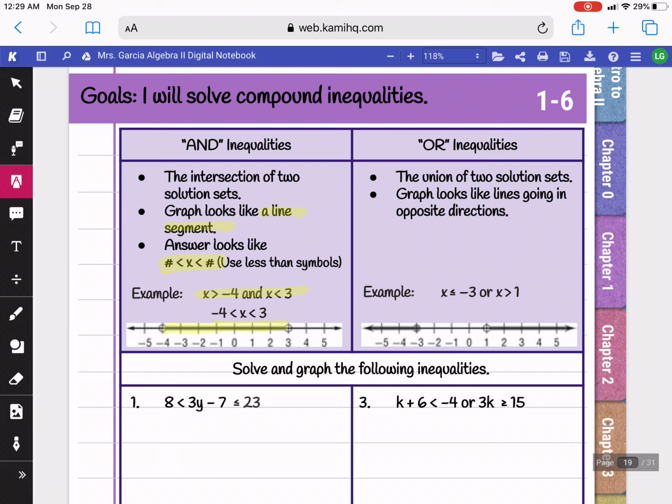When you're graphing or inequalities, that means your solution could have either or, so you want to include both. It doesn't matter where they intersect. It's the union. So here we have x is less than or equal to -3, x is greater than 1 on the same number line. So it looks like lines going in opposite directions.